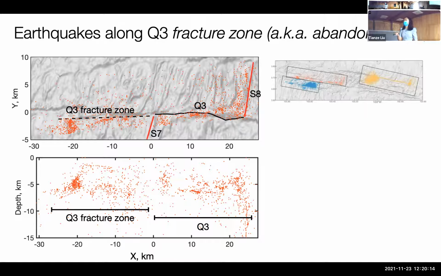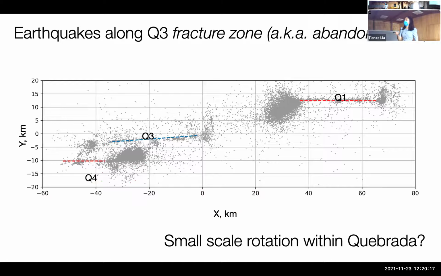So, what is the cause of this fracture zone seismicity? I later plot the seismicities in XY coordinates and rotate it so that the traces of Q1 and Q4 are relatively parallel. And in this map view, you can see that the trace of transform fault Q3 actually has a slight angle compared to Q1 and Q4, indicating that it is not parallel to the spreading direction.